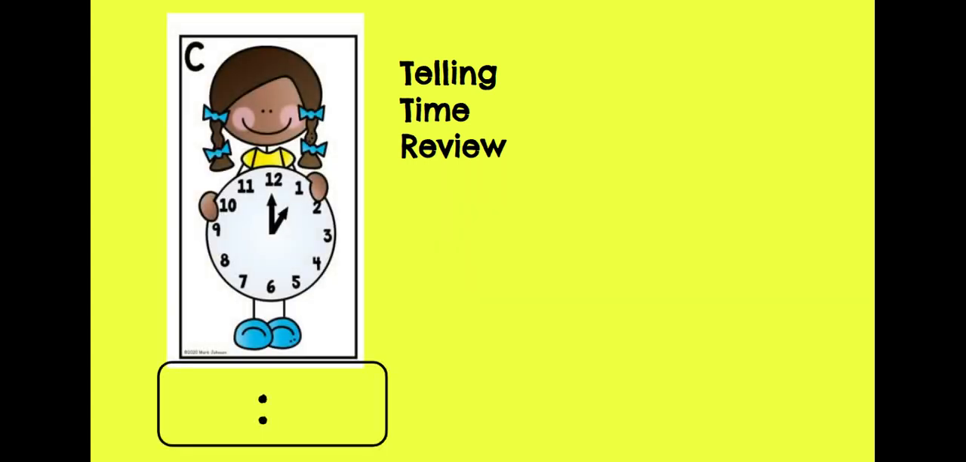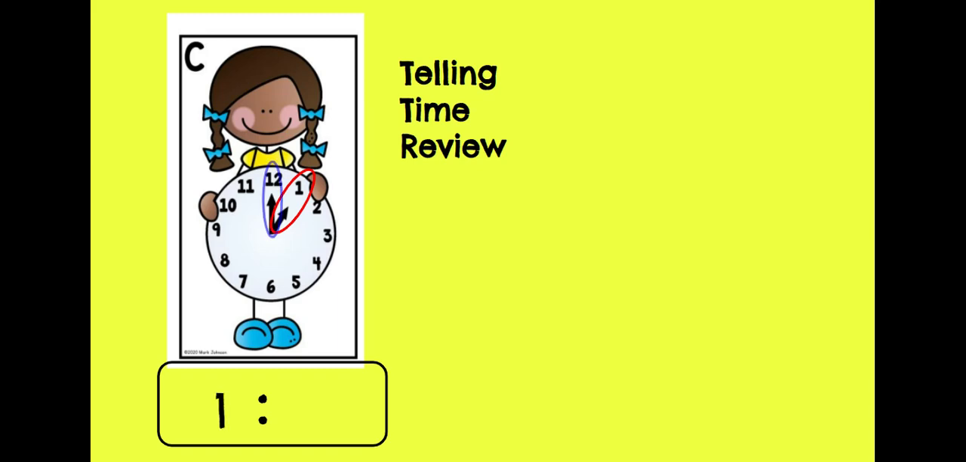Next, let's review how to tell time on an analog clock. Take a look at this clock on the screen. I need to read the clock and write the time in the digital clock underneath it. When you're reading time on a clock, you want to first look at the hour hand. That's the short hand on the clock. The hour hand is pointing towards the 1, so the hour is 1.